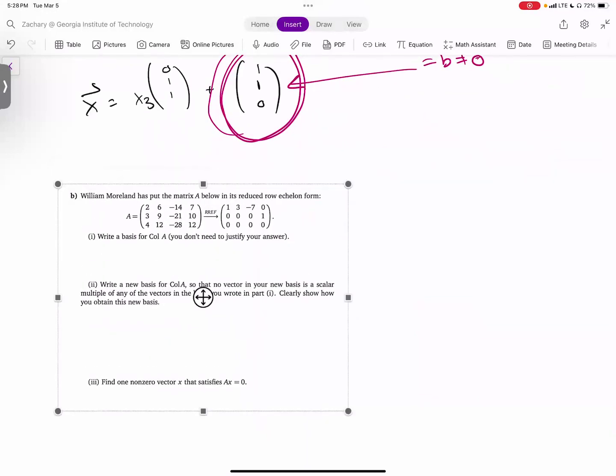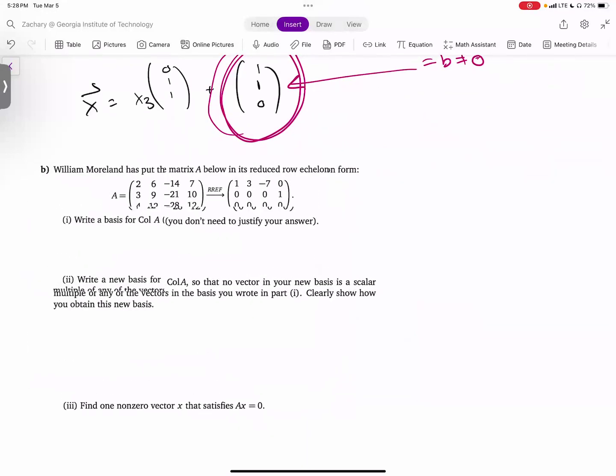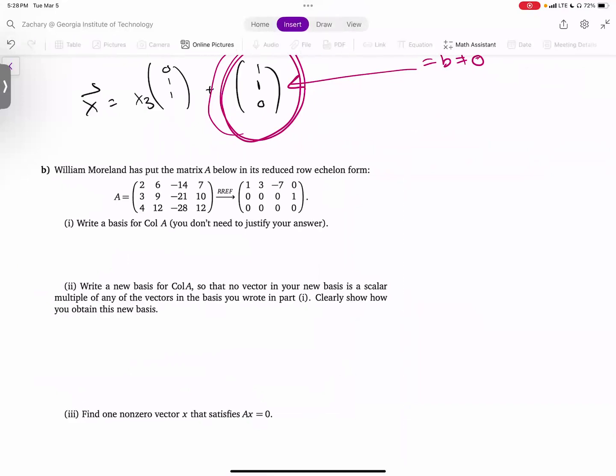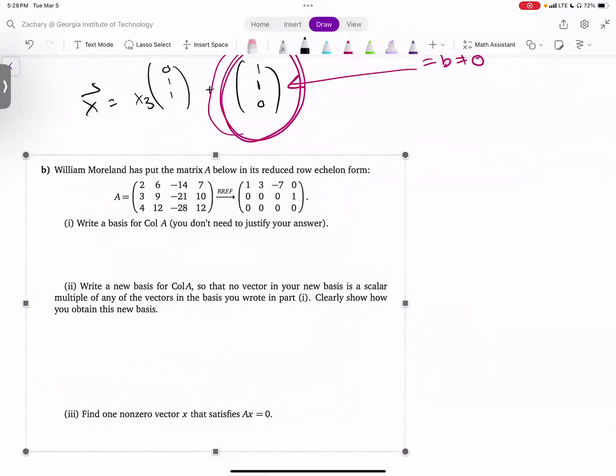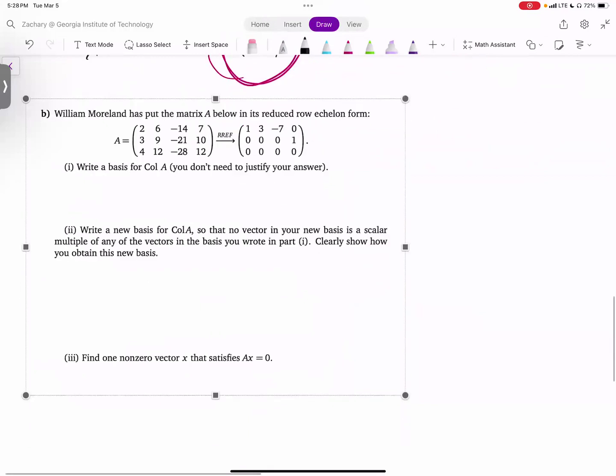Is this the right problem? Okay, I'm just going to assume it's the right problem since I haven't heard otherwise.